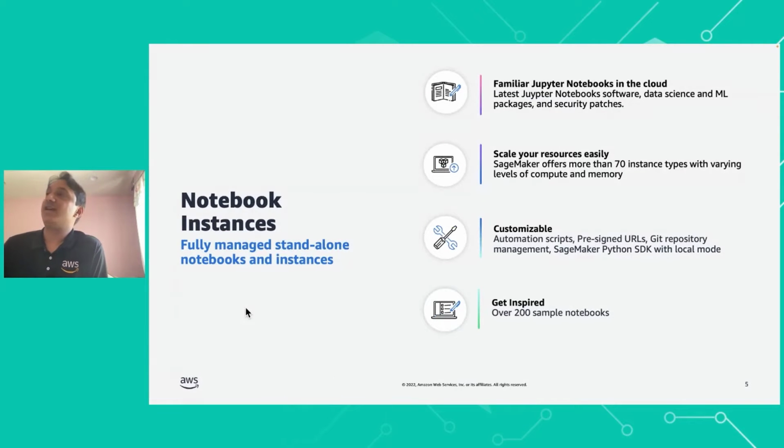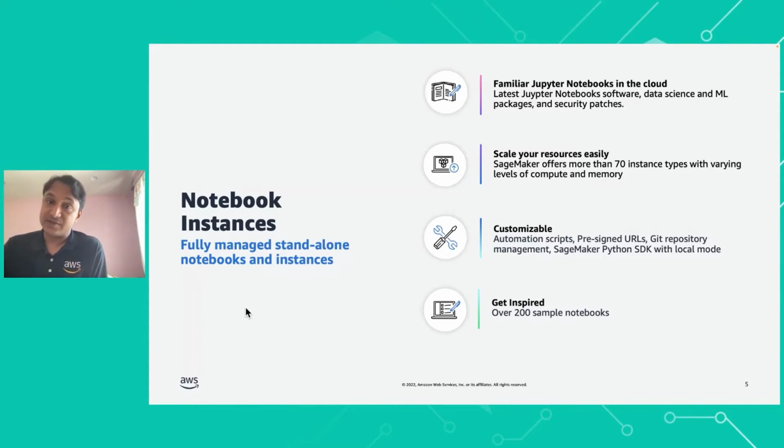So notebook instances, which is the topic of today, are these standalone notebooks, as I mentioned, Jupyter notebooks. It's your familiar Jupyter notebook environment, except it's in the cloud. The neat thing about that is it comes with the latest Jupyter Notebook software at all times. You don't have to worry about upgrading. It comes with data science and machine learning packages, and it's always up to date on security patches. So it really takes a ton of your own operational overhead of running your own notebooks on your own compute by doing that for you and letting you focus on really building machine learning models and machine learning applications.